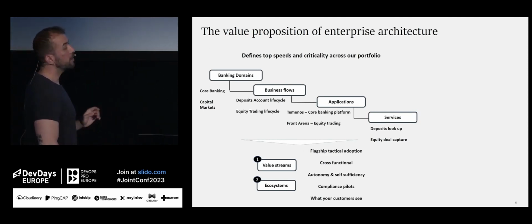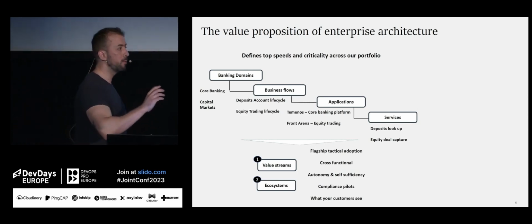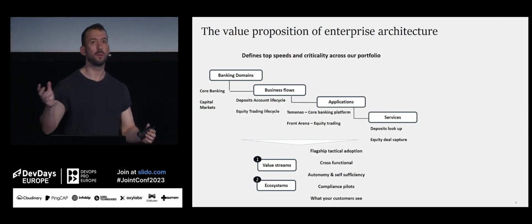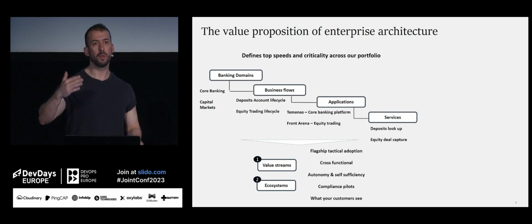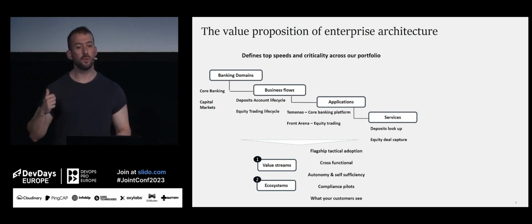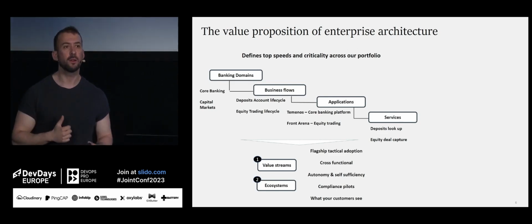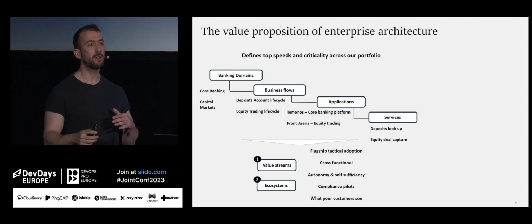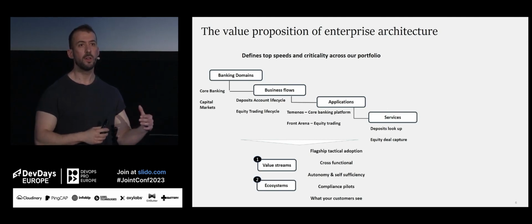The value proposition of enterprise architecture is something that people on several occasions omit. It is actually a core part of your DevOps operating model. First of all, it helps you define speeds and criticality across your portfolio. That tells you who needs to move faster, who needs to move at a certain speed, who is very critical, and so on.